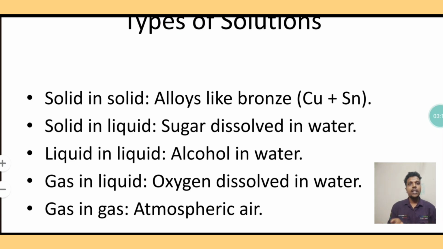The next one is gas in gas type of solution. Atmospheric air is an example of gas in gas type of solution. It's the easiest example, because atmospheric air is a mixture of a lot of types of gases, and you already know there is oxygen, nitrogen, helium, carbon dioxide, everything inside atmospheric air. Most of these constituents are gaseous, and there are also dust particles and other substances.